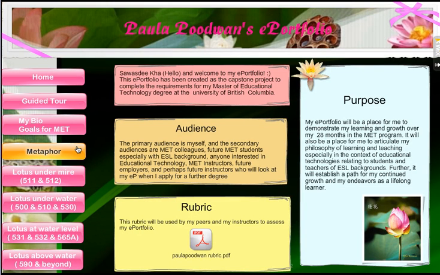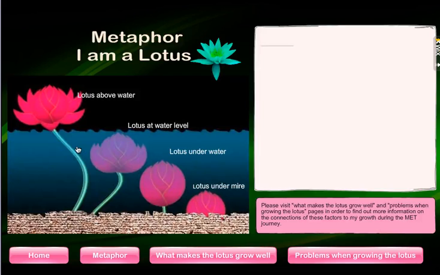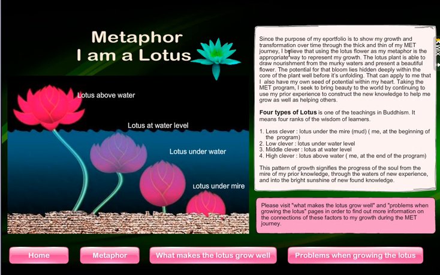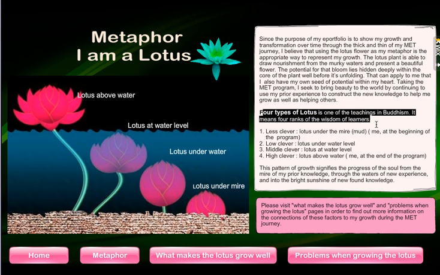I use the lotus flower as my metaphor. I believe the stages of the lotus growth are the appropriate way to represent my growth in the MET program. The four types of the lotus is one of the teachings in Buddhism. It means four ranks of the wisdom of learners.